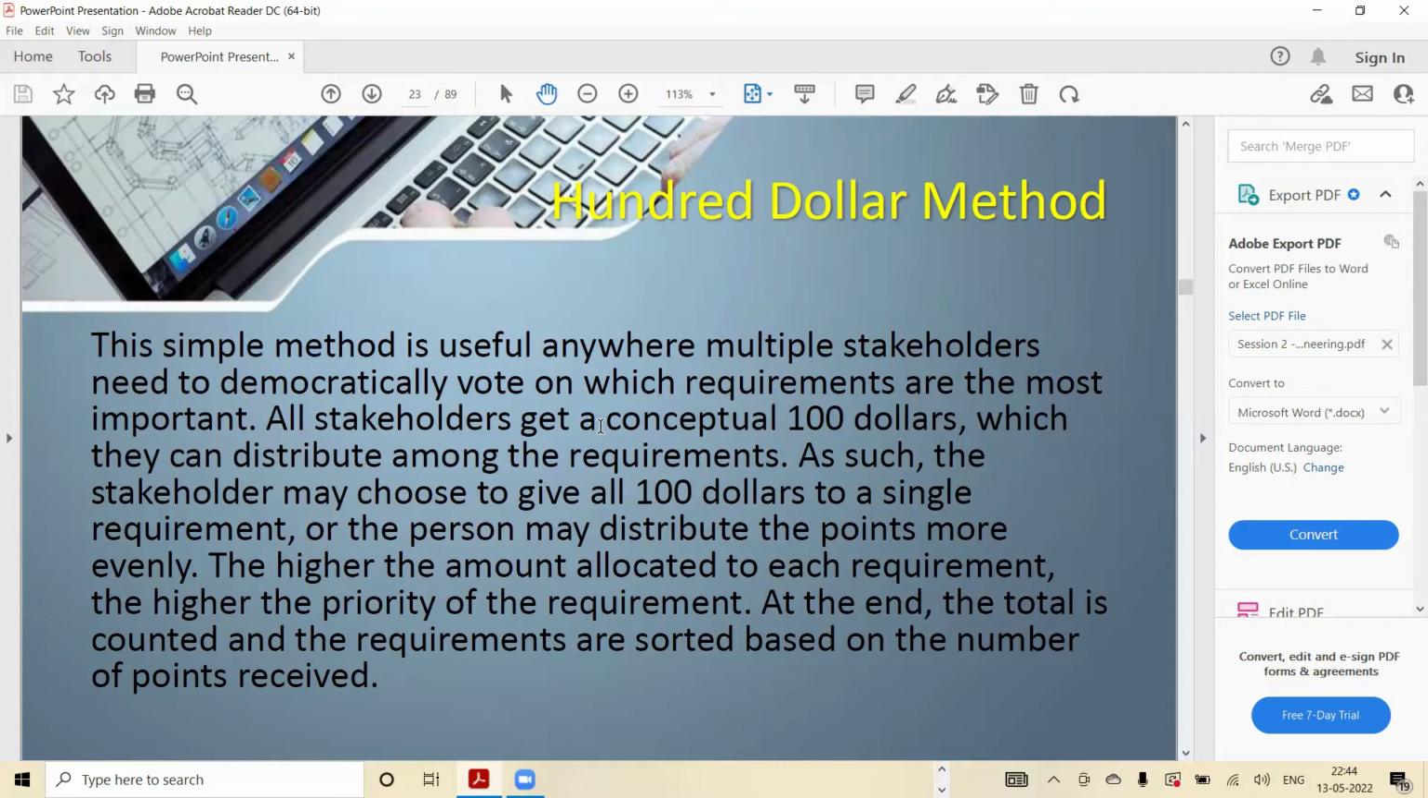And every stakeholder will start giving it. Once everybody is done, you start adding up all the dollars that each of the requirements got. Whichever requirement got the maximum dollars becomes number one, then number two, number three, and so on.